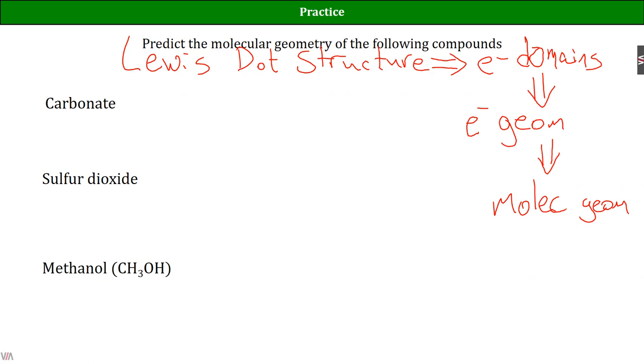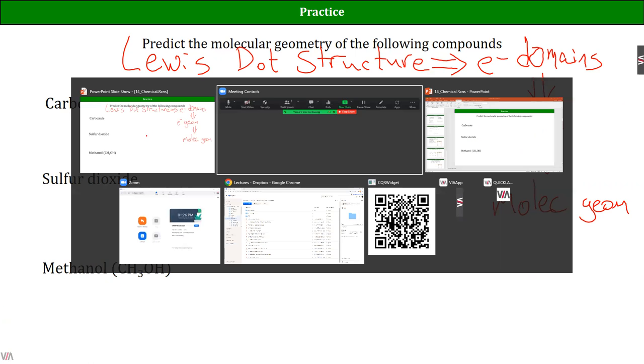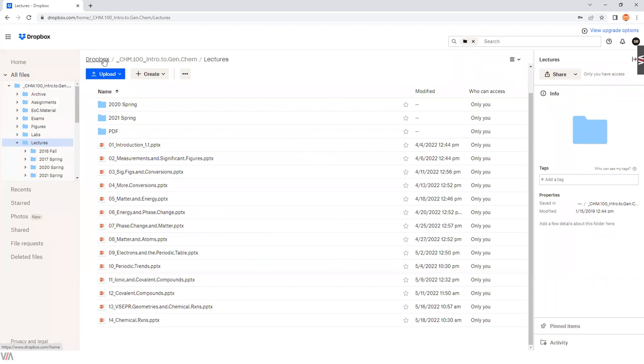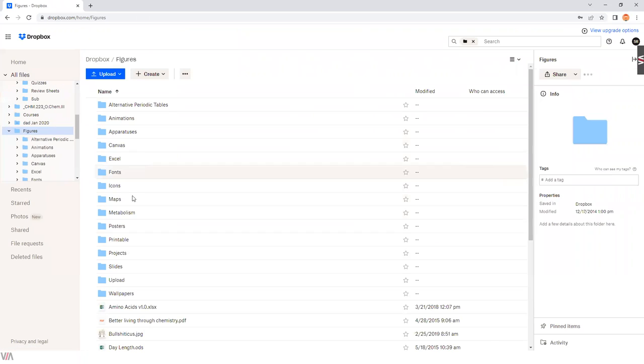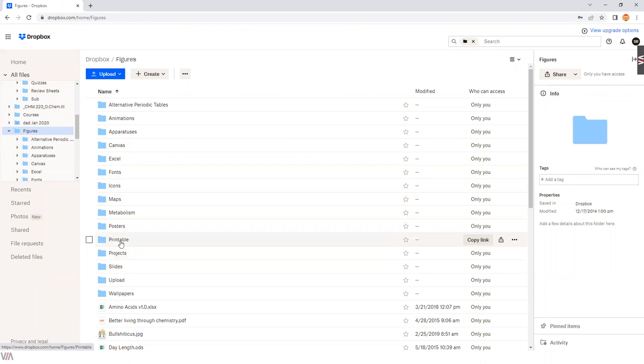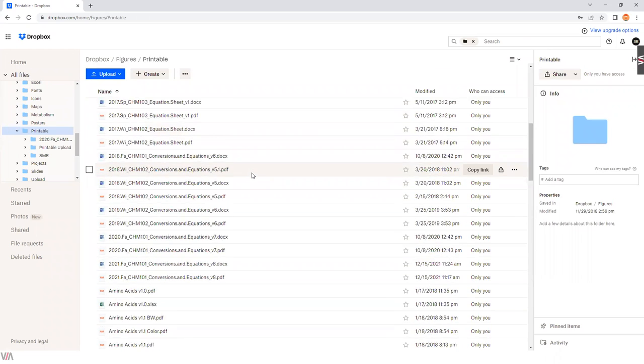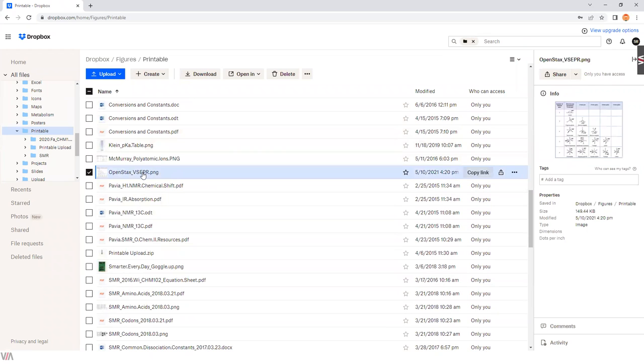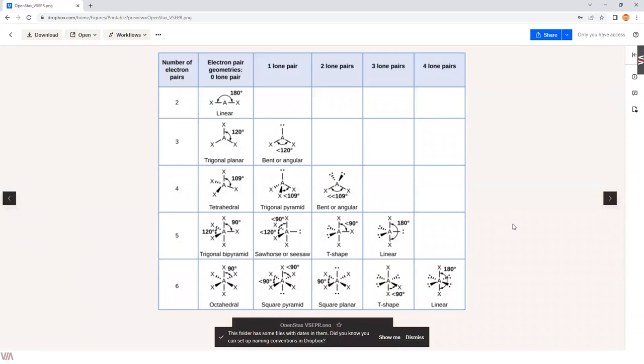Once you know the electron geometry, then you'd say, okay, if I can't see these lone pairs, what's it actually going to look like? And remember, you don't need to write the name, as long as you can draw it with approximately the right angles and using the wedges and dashes if you need to. Remember that this column is your electron geometry.